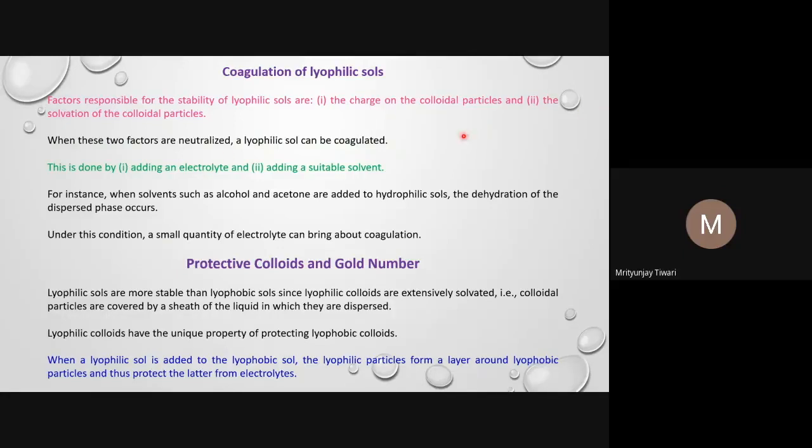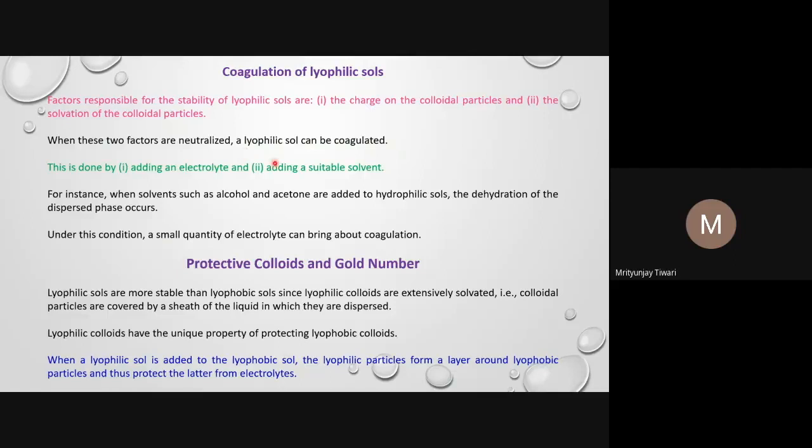And then the second one is the solvation of colloidal particles. And since we know the colloidal particles in lyophilic sols have greater affinity with the solvent or the dispersion medium, because of that itself these colloids are called lyophilic sols, because they have greater affinity with the liquid or the solvent. These two factors are mostly responsible for the stability of the lyophilic sols. So when these two factors are neutralized by any means, a lyophilic sol can be coagulated.